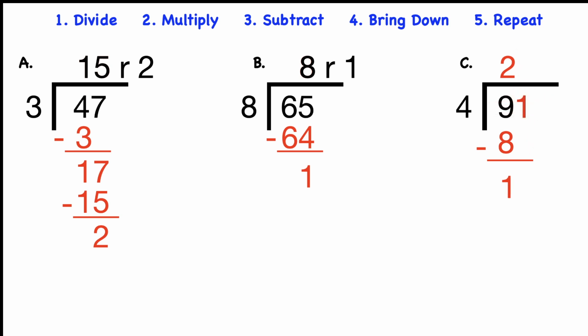We're going to bring down that 1 and ask ourselves now, how many times does 4 go into 11 without going over? That is 2. 2 times 4 is 8. We subtract to find the difference. 11 minus 8 is 3. And that 3 becomes our remainder, and our answer is 22 with a remainder of 3.